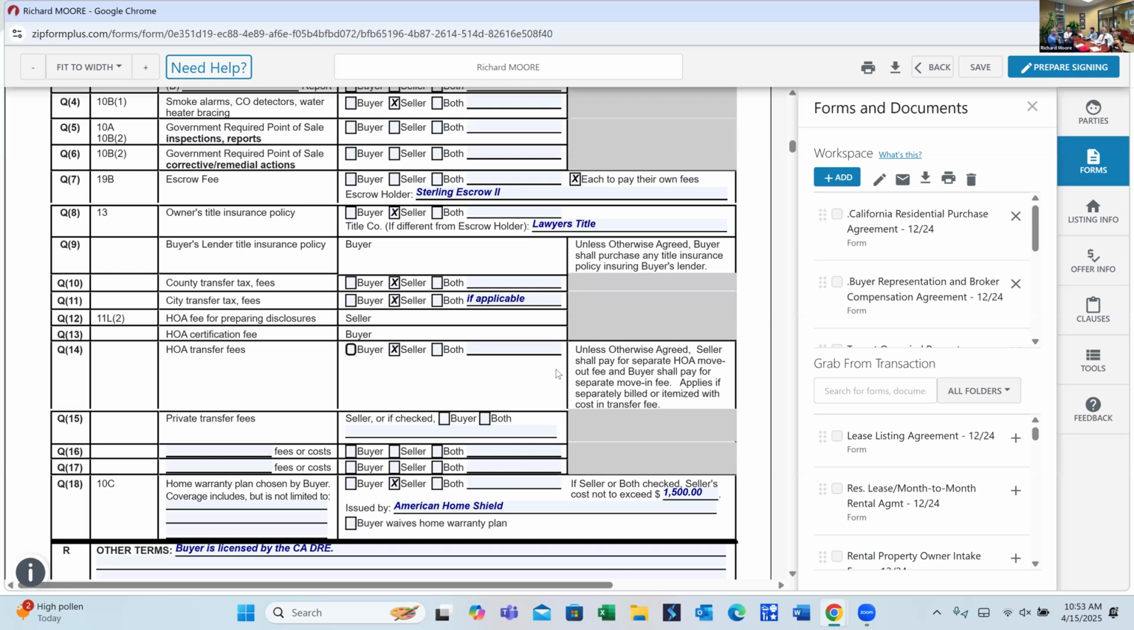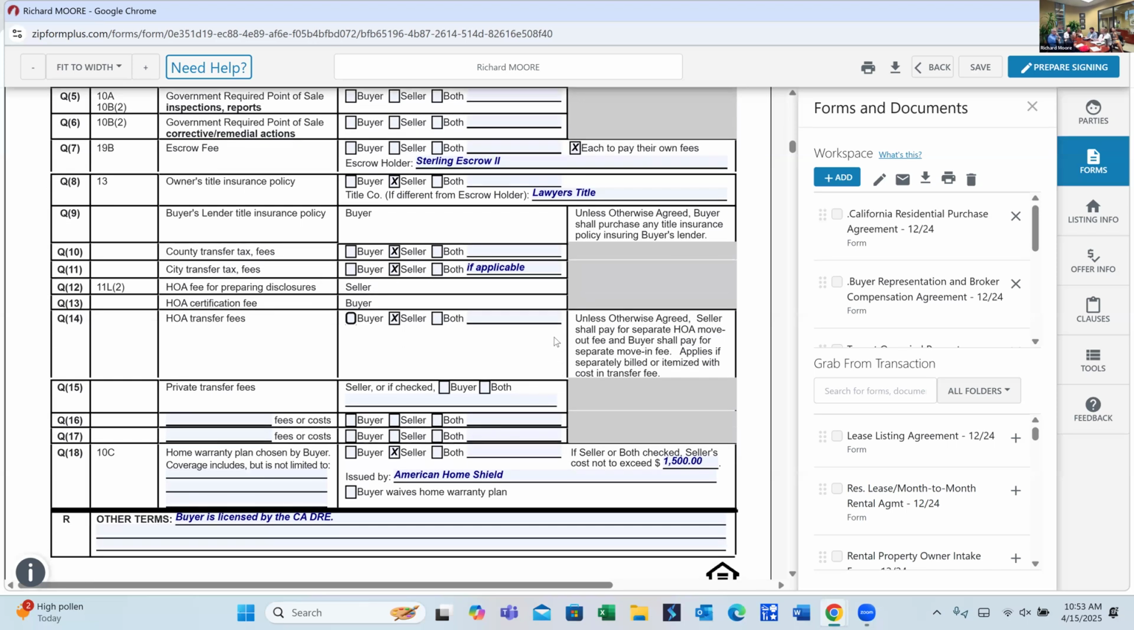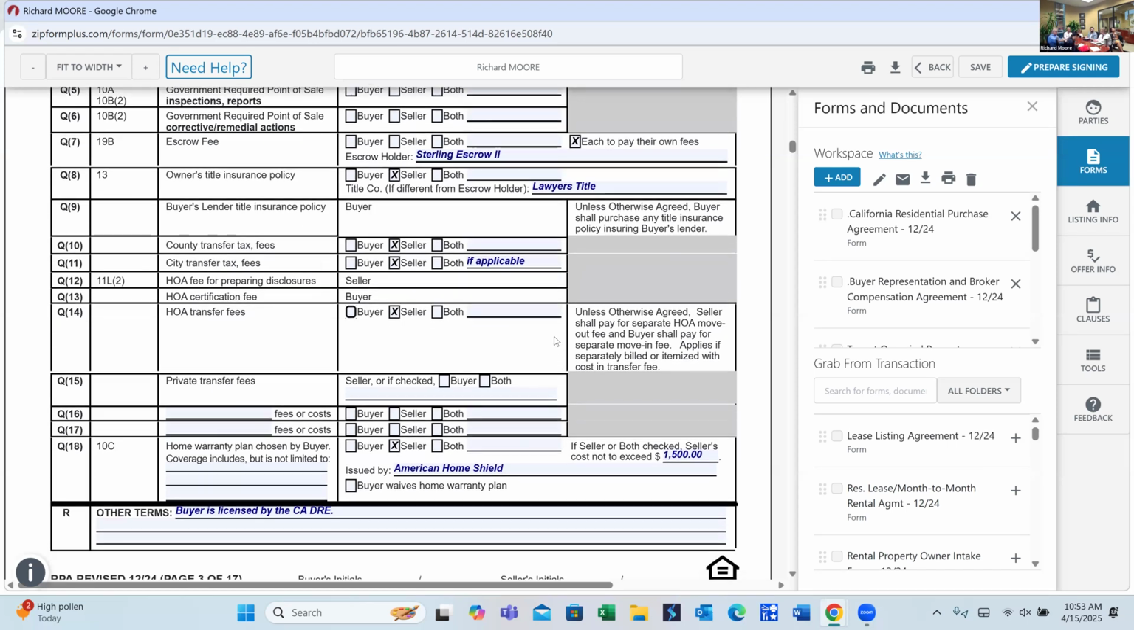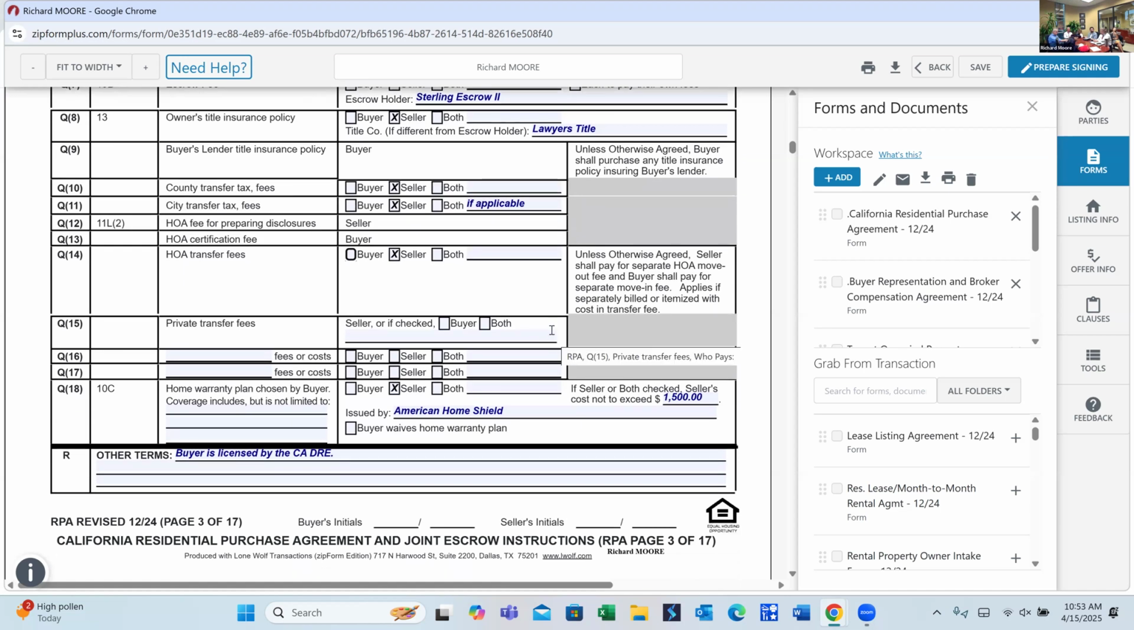Q14, HOA transfer fees, that is negotiable. It's customary that the seller pay. Private transfer fees, you can see the default is that the seller pays, and the only private transfer fees I'm aware of in Orange County is the Barrel Inch.